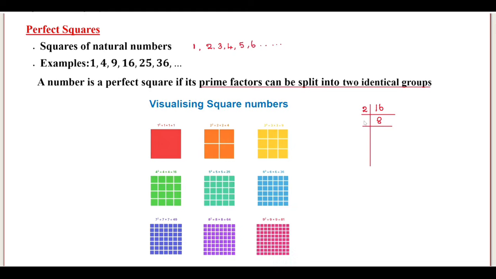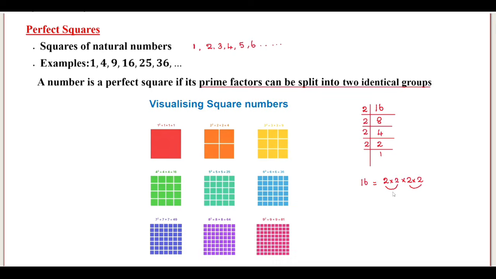Next, taking the 2 table again, 4 2s are 8. Again the 2 table, 2 2s are 4. Again the 2 table, 2 1s are 2. That means 16 can be written as 2 into 2 into 2 into 2. This can be split into two identical groups. This has a pair, and this also has a pair. Therefore, 16 is a perfect square number.